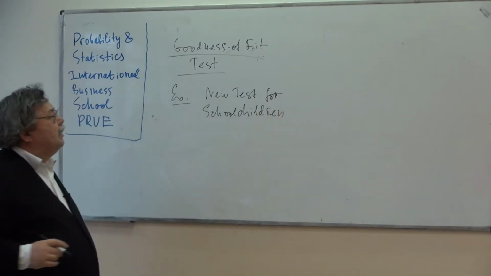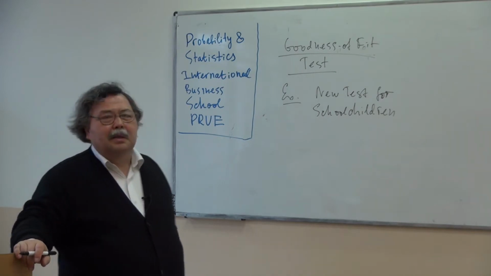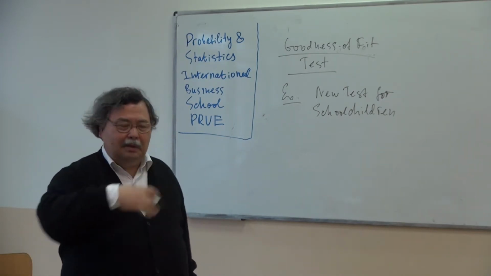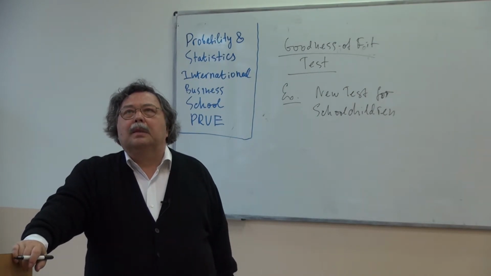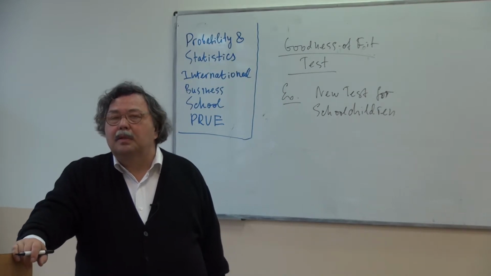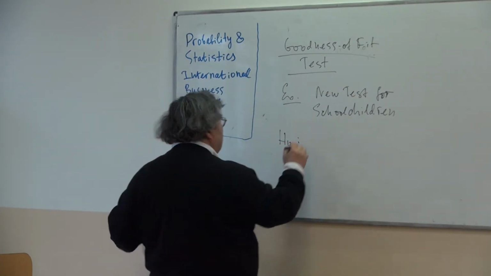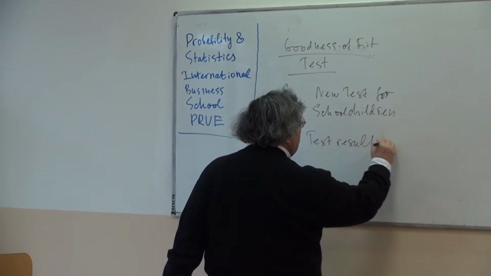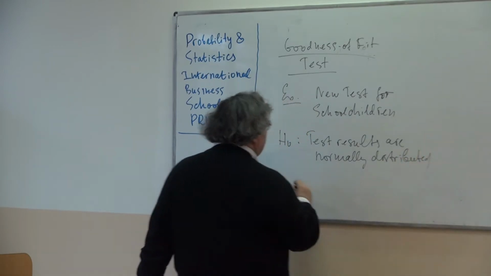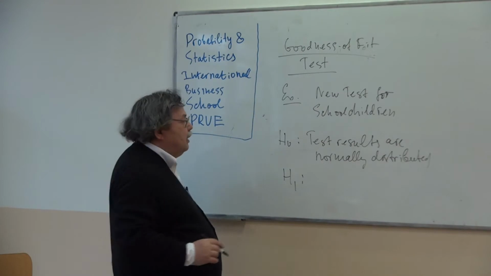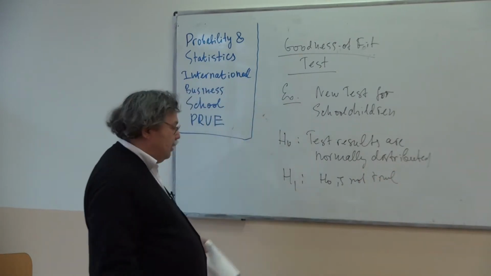Well, the government agencies for education invent some new tests all the time, so it's not a very strange thing to assume that a new test is being introduced and nobody really knows what the distribution of the grades on the test is, whether it's normal or not. Let's suggest that it's normal. H0: test results are normally distributed. And H1 is just a negation of this: H0 is not true. Test results are not normally distributed.